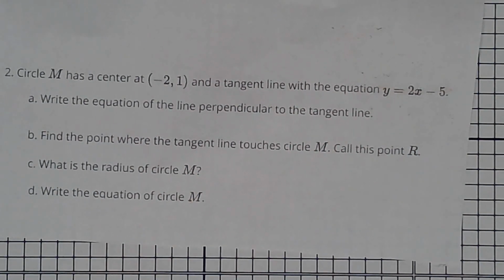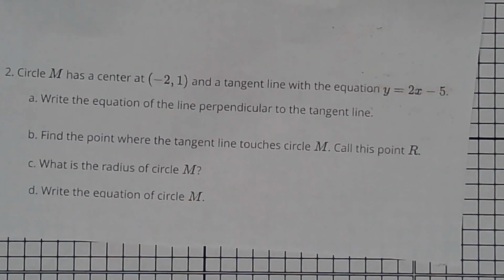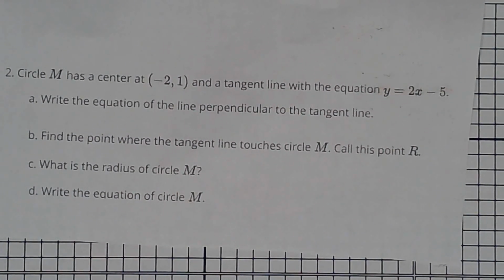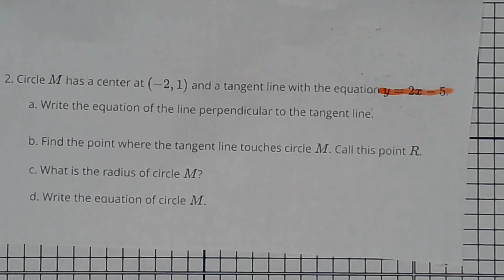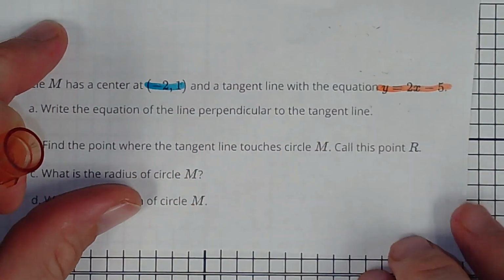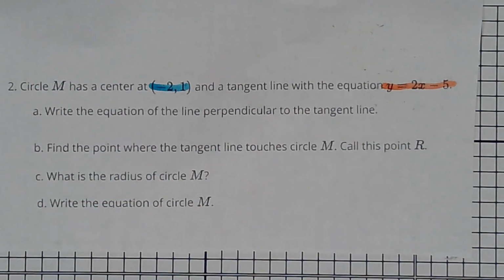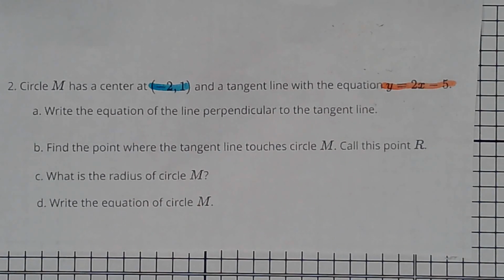All right, so here we have a circle M centered at (-2, 1), and a tangent line with an equation y equals 2x minus 5. Let's go ahead and highlight that, let's use orange as our tangent line. Our circle will be blue. We have to write an equation for a line perpendicular to that tangent line. We're going to find a point that touches the tangent and touches circle M. We're going to call it R. And we have to find the radius and the equation.